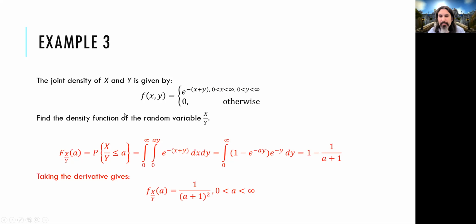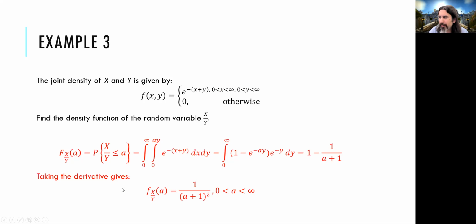But it's asking us the density function, so what we need to do is just take the derivative, and we're going to get this one. Now, this is exactly the same method we have seen in the 5th chapter. We are using the same method. Nothing has changed here. The only change is we need double integrals now.